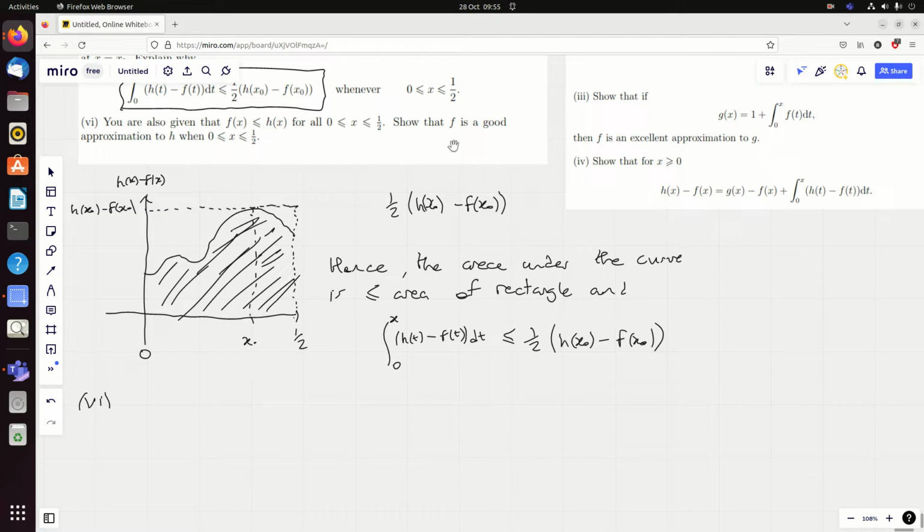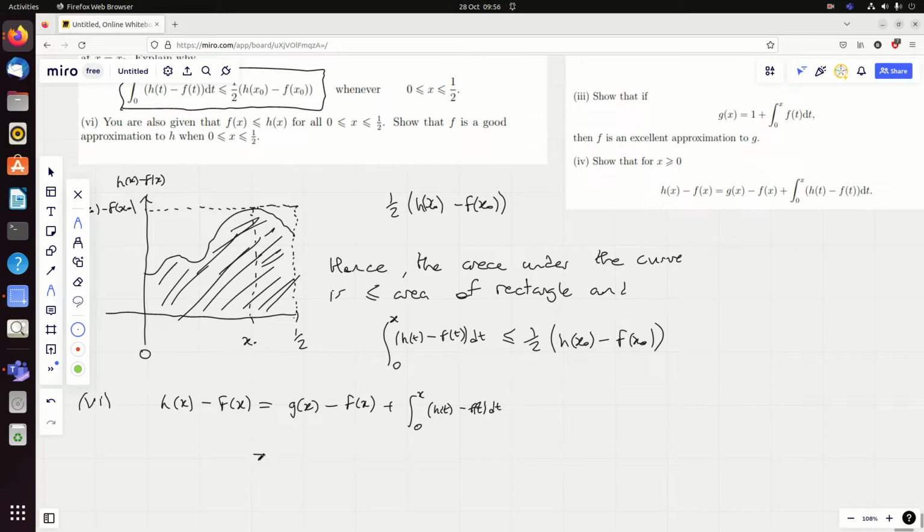Because, for example, if I want to show f is a good approximation to h, then I need to do h of x minus f of x. And it's better that way around because they've just told me h of x is bigger than f of x. And so that way I'm definitely going to get a positive amount and I'm not going to have to worry about the modulus. So I started off by saying, well, h of x minus f of x, what does that equal? Well, it equals g of x minus f of x, and this is directly from part 4 up here, plus the integral from x to 0 of h of t minus f of t dt.